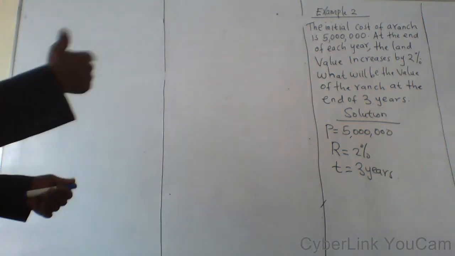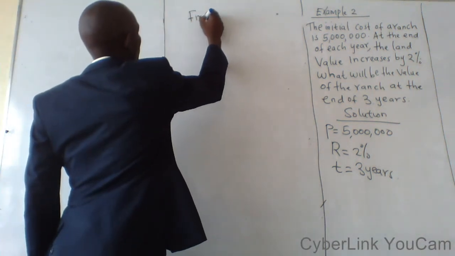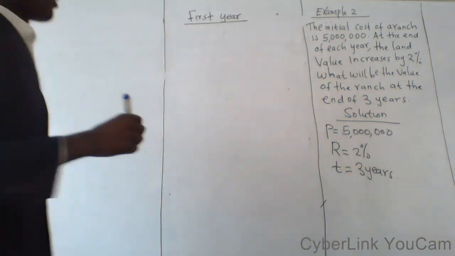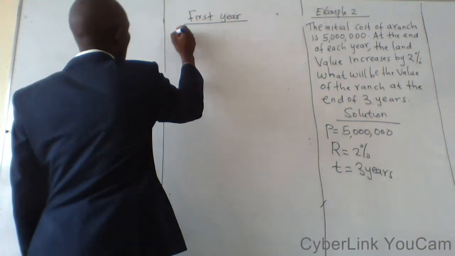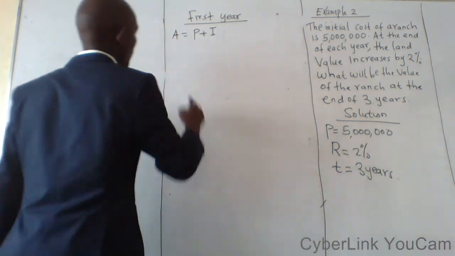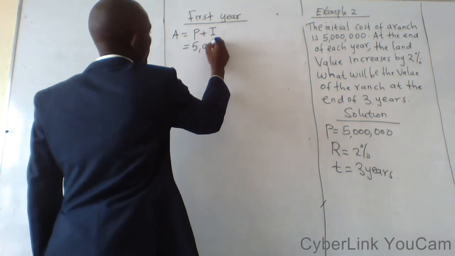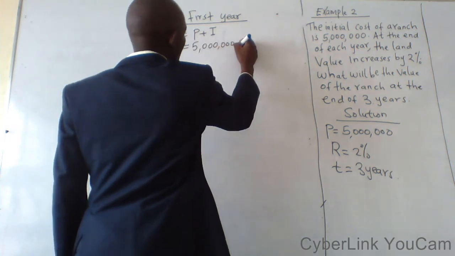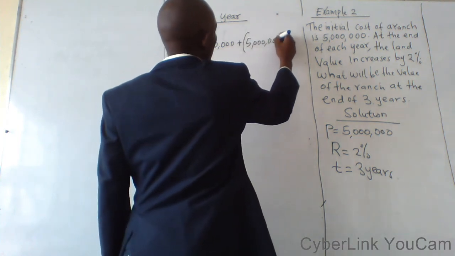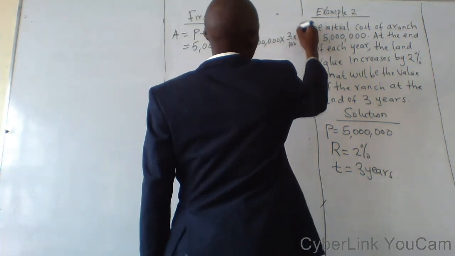We can start from the systematic method of doing this, whereby we assess the first year. What happened in the first year? In the first year, amount is equal to principal plus interest. This is the same as the principal, which is 5 million, plus the interest, which is given by 5 million times the rate. Remember, our rate is 2/100 times 1.